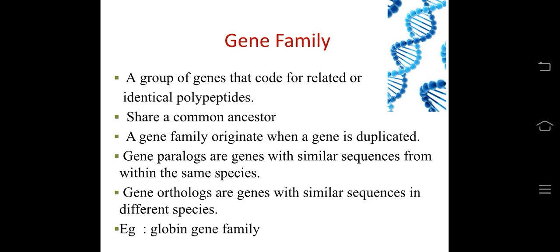Gene family: a group of genes that code for related or identical polypeptides and share a common ancestor. A gene family originates when a gene is duplicated. Gene paralogs are genes with similar sequences from within the same species.